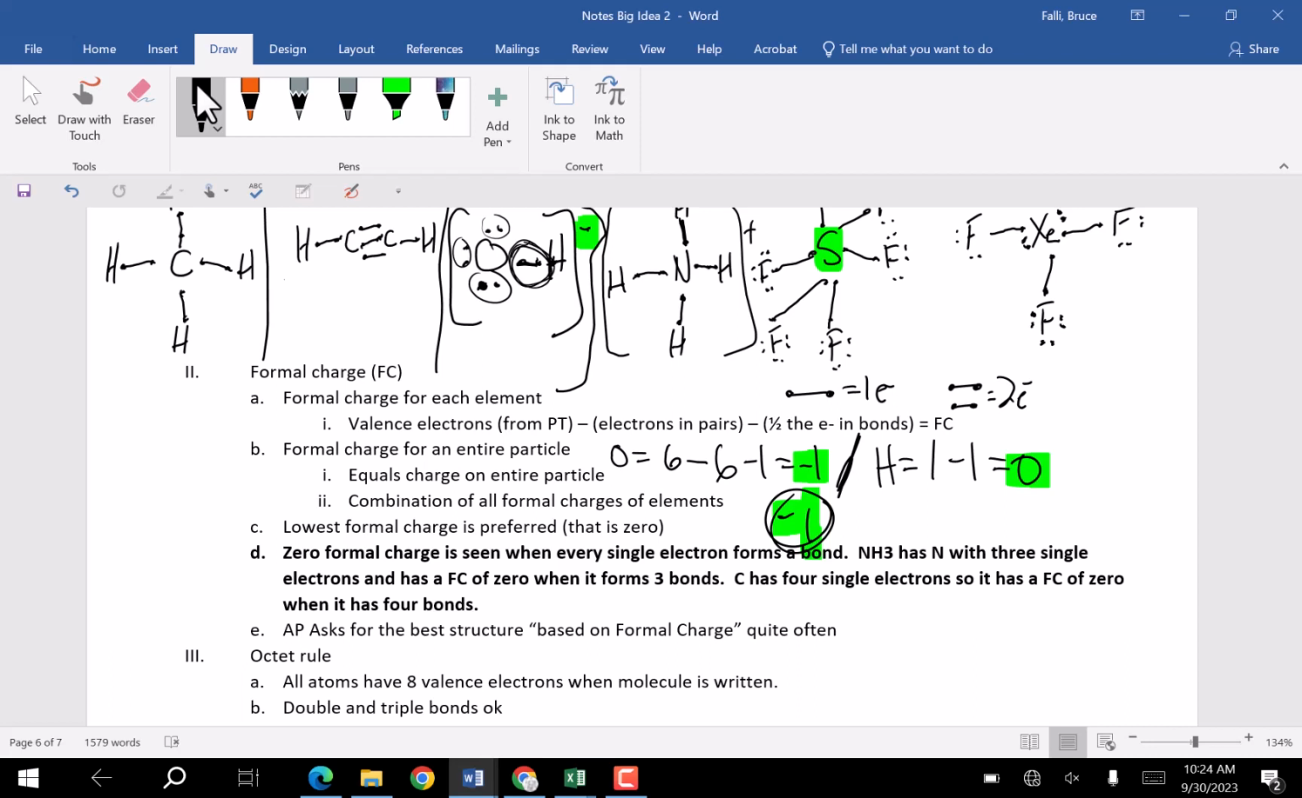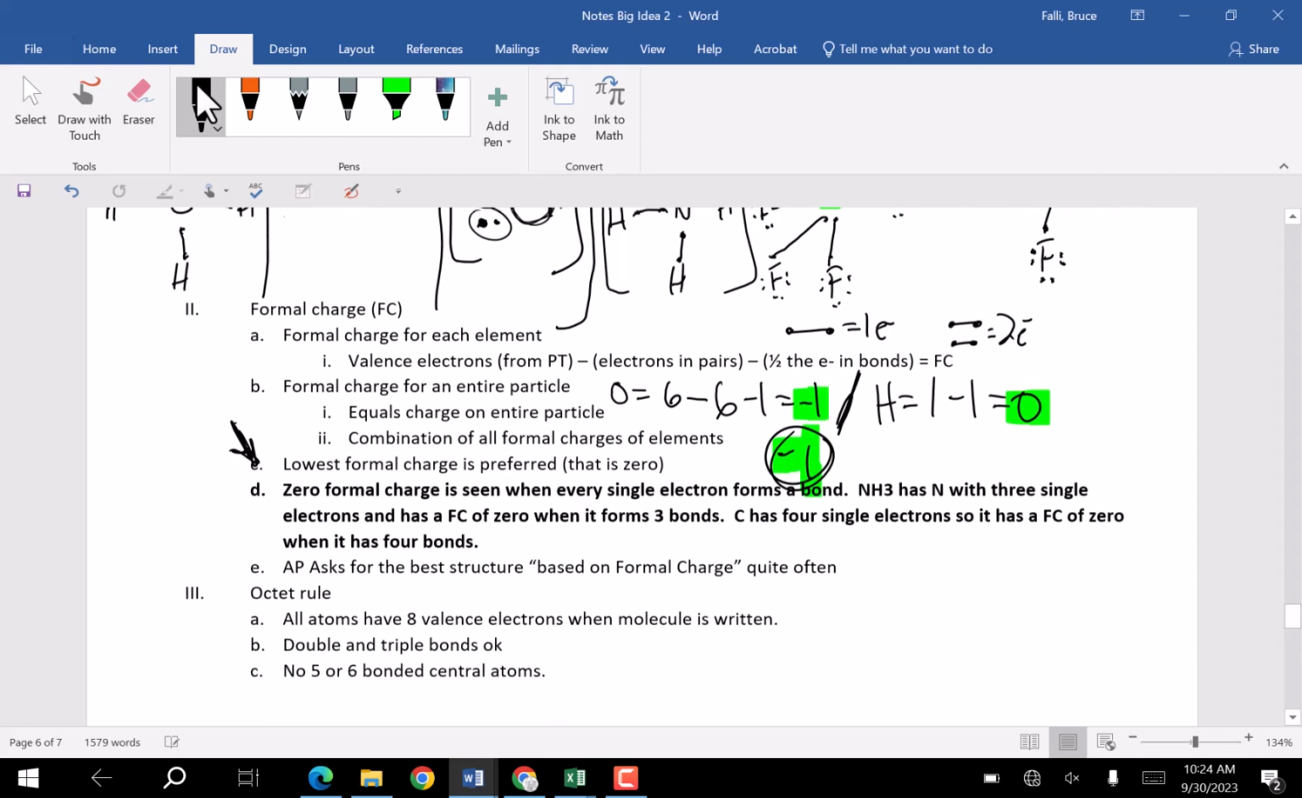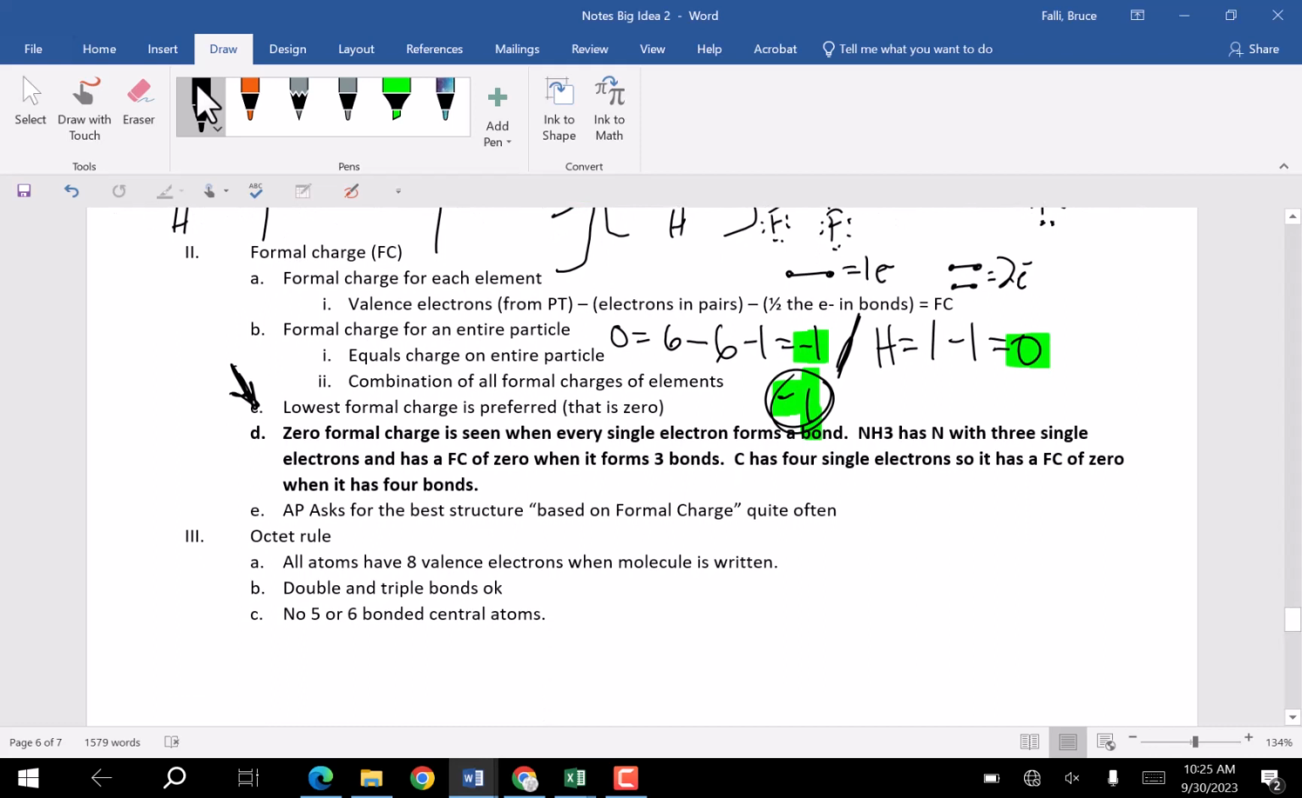Okay? This is a key thing. Lowest formal charge is preferred. That is 0. Zero formal charge is seen when every single electron forms a bond. NH3, remember N looked like this. A quick eyeball thing: see how this has 3 single electrons? If nitrogen has 3 bonds, its formal charge is 0.